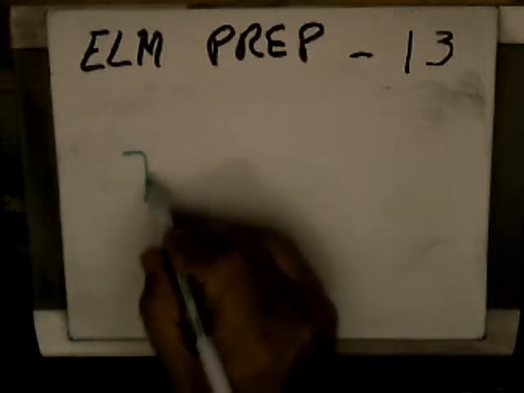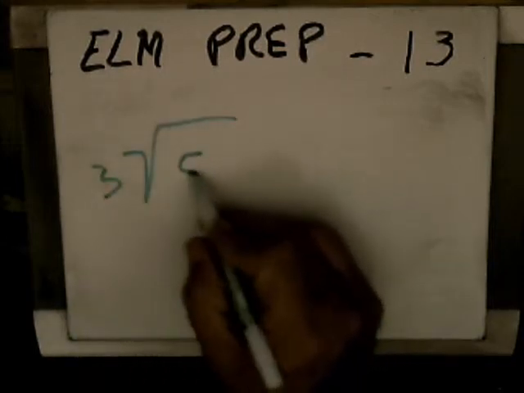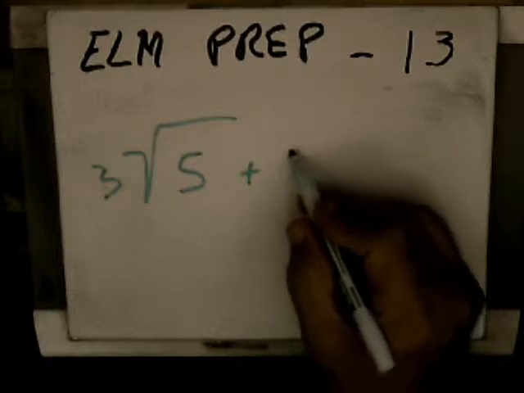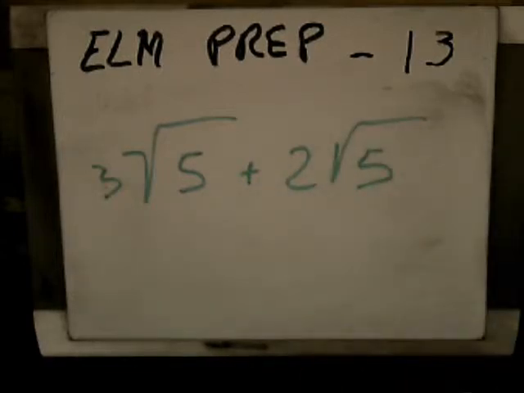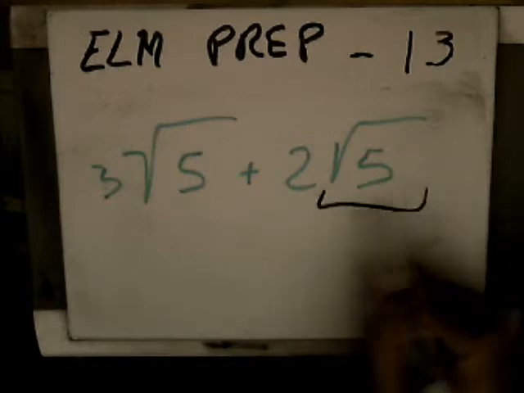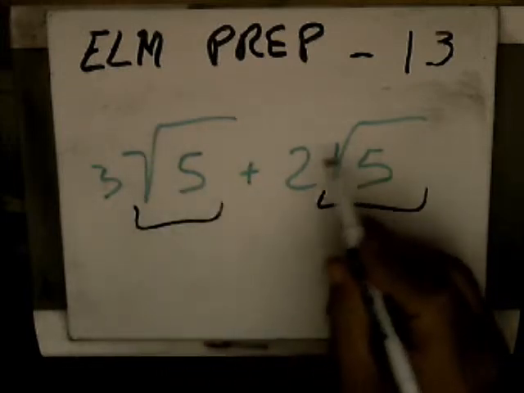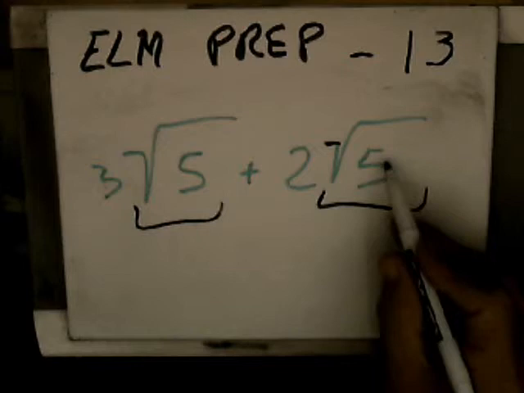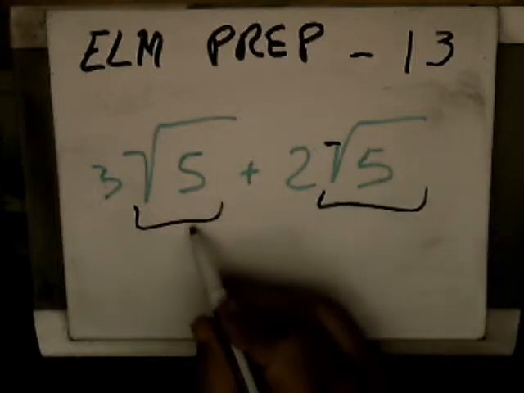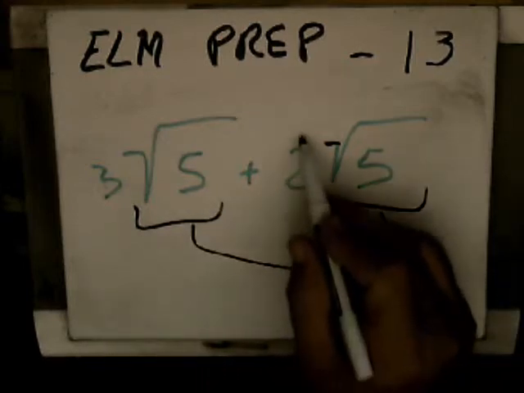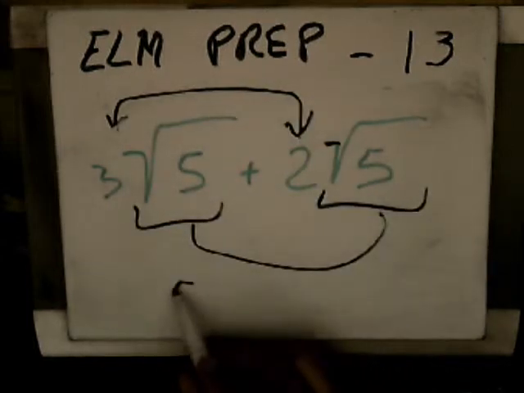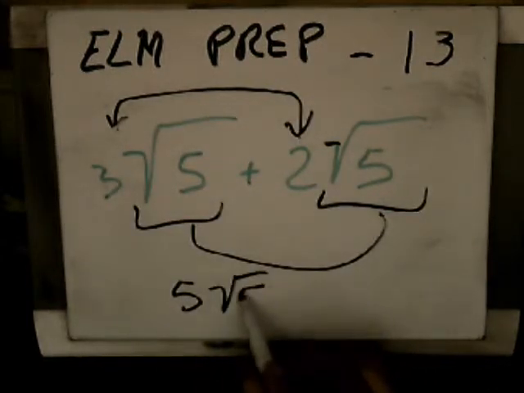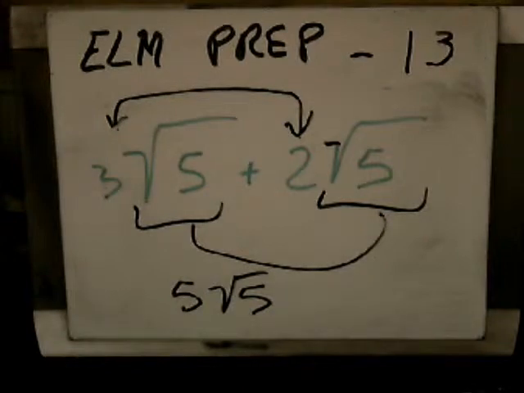Well, what happens if I have 3 square root of 5 plus 2 square root of 5? First thing I check, are these the same quantity? They're both square roots and they're both 5. So these quantities are the same. That being said, I can then add my outsides. I will then have 5 square root of 5.